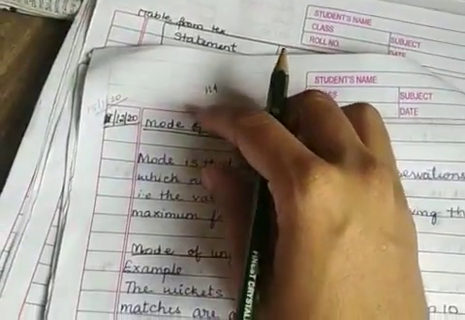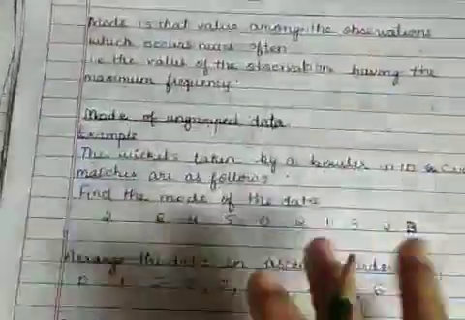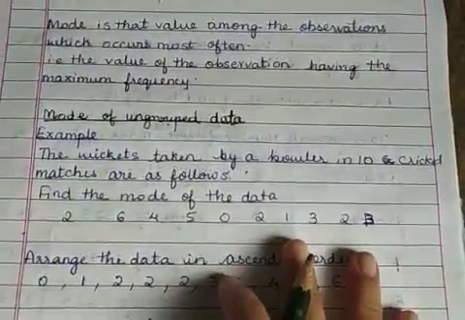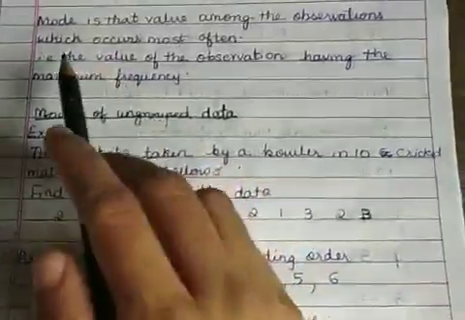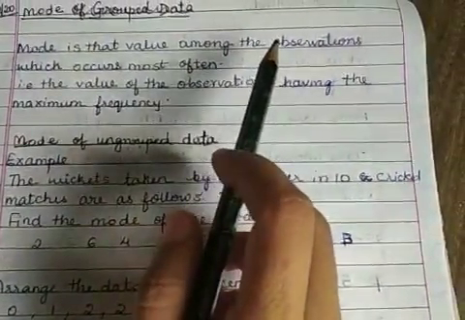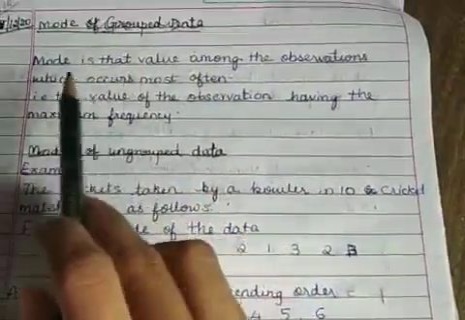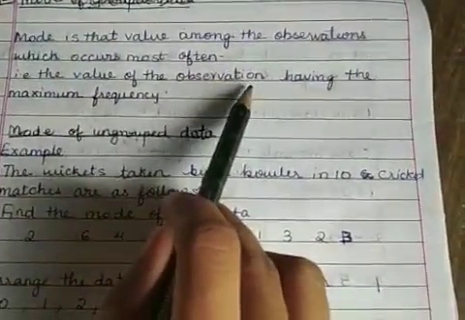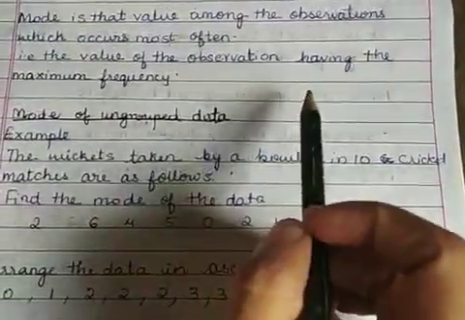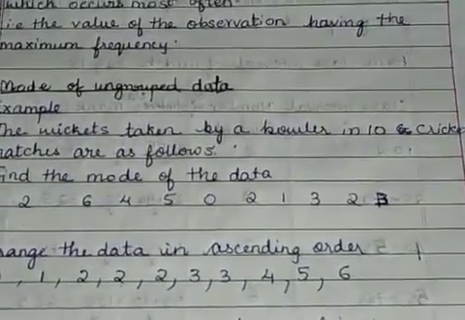In this video, let us see how we can find mode of a given data. You have already come across mode in your lower classes. What is mode of a data? Mode is that value among the observations which occurs most often. That is, the value of the observation having the maximum frequency is called the mode of a given data.